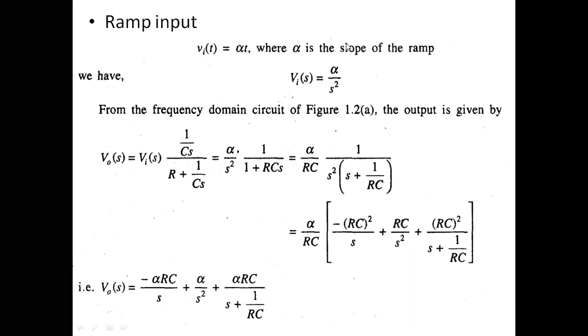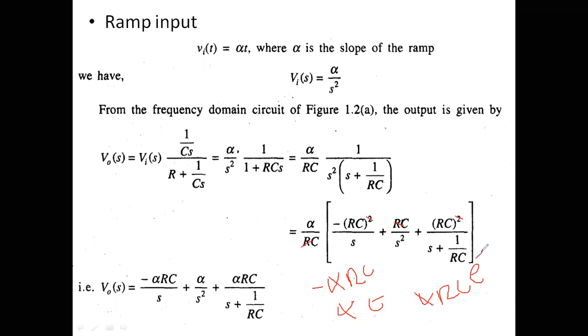Otherwise, I may write here. For the first term, RC and RC square get cancelled. 1 by s is nothing but 1. Therefore, the first term is minus alpha RC. This is your first term. In the second term, RC gets cancelled. The inverse Laplace transform of 1 by s square is t. Therefore, you have alpha into t. This is your second term. In the third term also, RC and RC square get cancelled, so you have alpha RC into e power minus a, where a is nothing but 1 by RC. Therefore, t by RC. This is the first term, second term, third term.